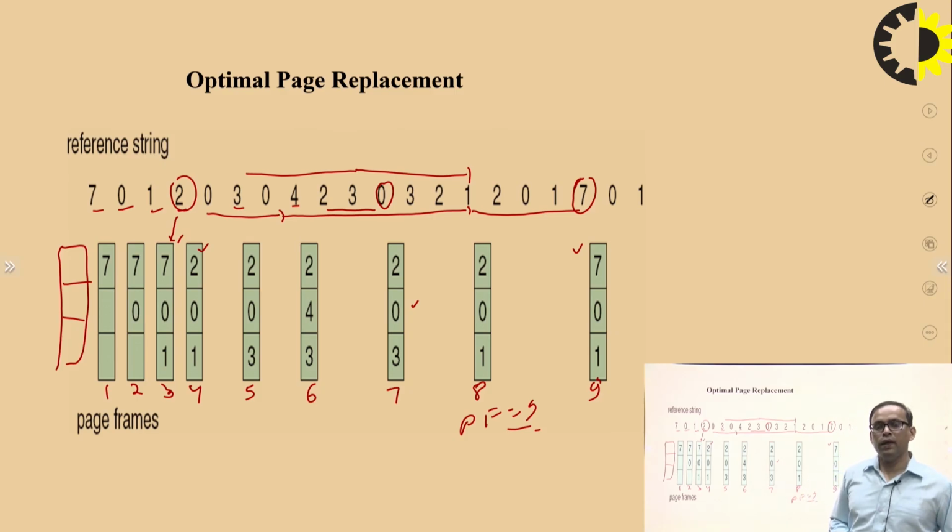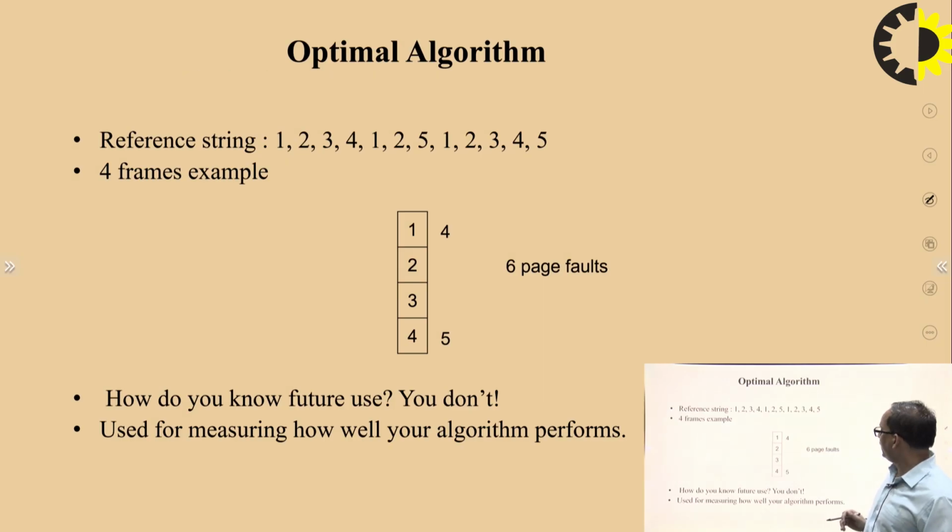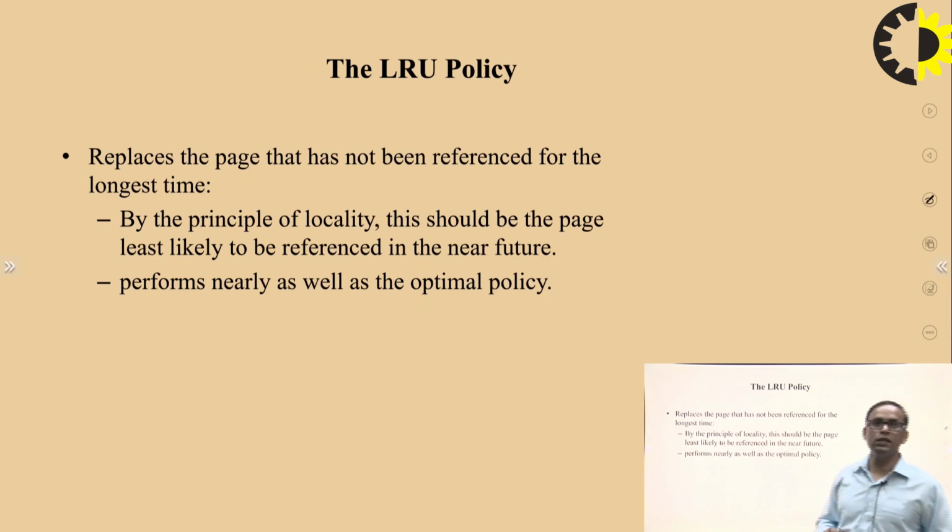A particular page replacement algorithm is better when the number of page faults is less. In the case of FIFO, page faults will be 15, but when we applied the optimal page replacement algorithm on the same problem, the total number of page faults is 9. So it is better as compared to the FIFO policy. The third one is LRU, least recently used.